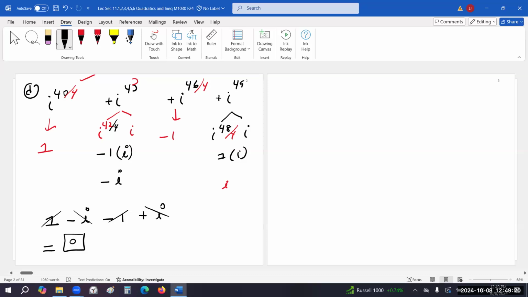Every time you see I square, what is I square? How much is I square? -1. So anytime you see I square, you must convert it into -1 and the term will change its sign.